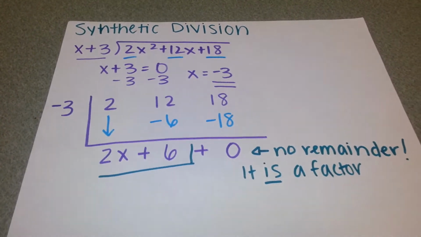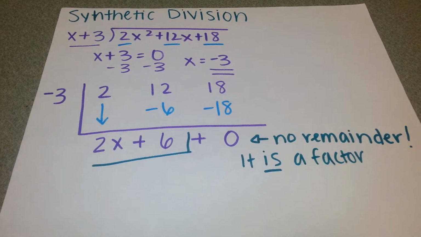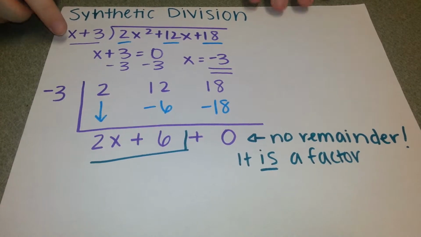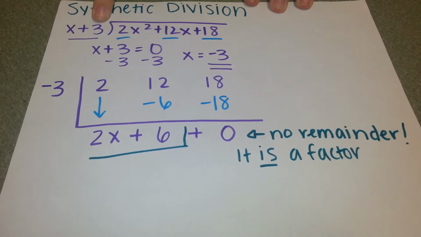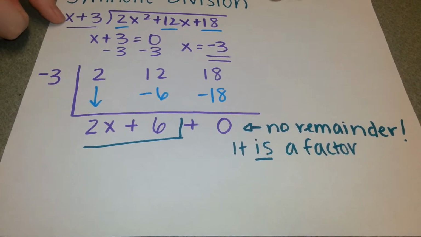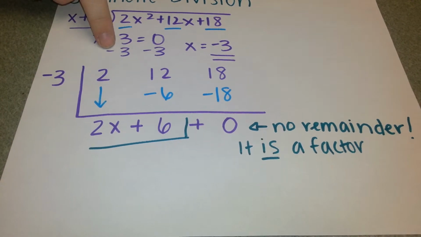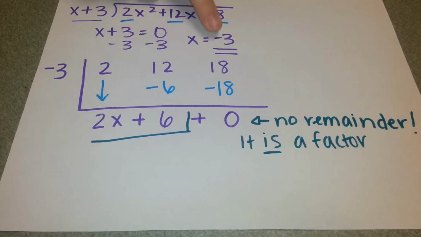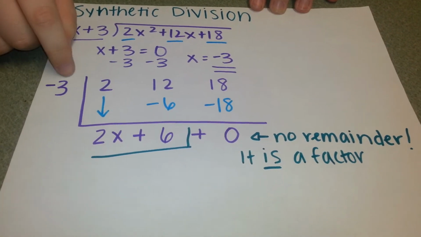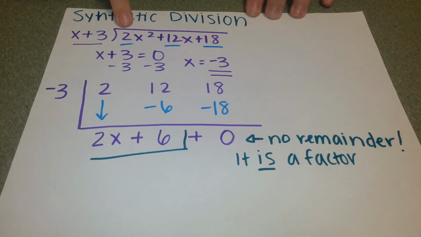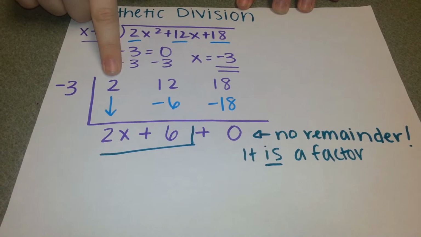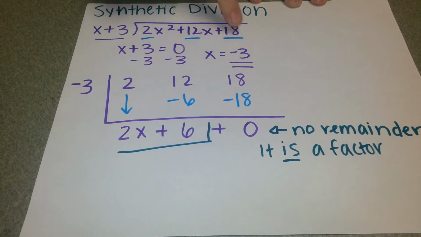Now, long division can get tedious, especially if you have really, really big polynomials. So we have something called synthetic division. You have this problem, x plus 3 divided into 2x squared plus 12x plus 18. You set this binomial equal to 0, and you get the value of x, which is negative 3. You take this negative 3 and put it on the outside of this upside-down division symbol. You take the coefficients of each term in this polynomial, and you put them here. You have the 2, 12, and 18.